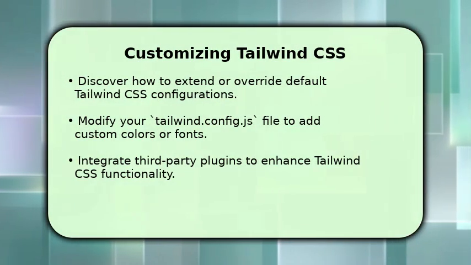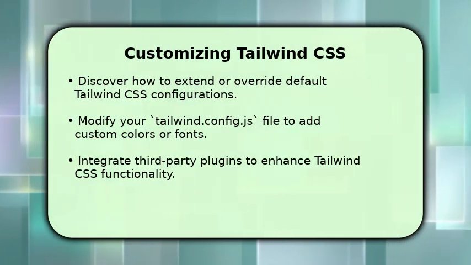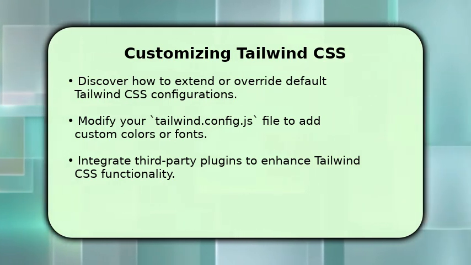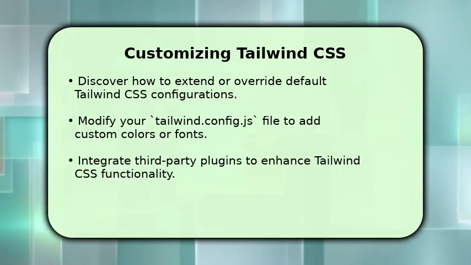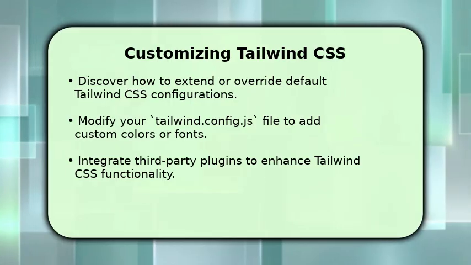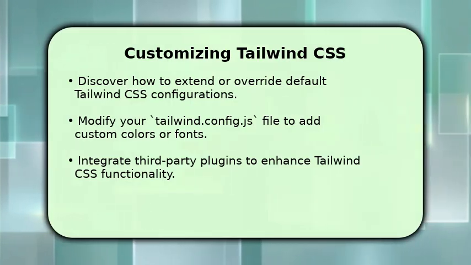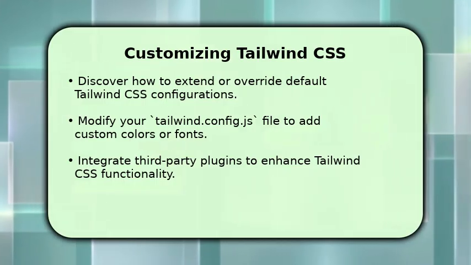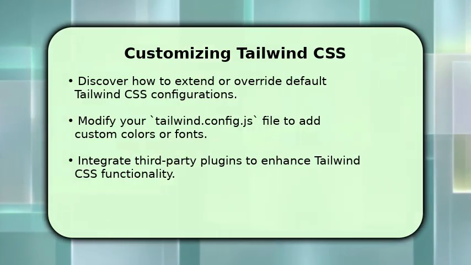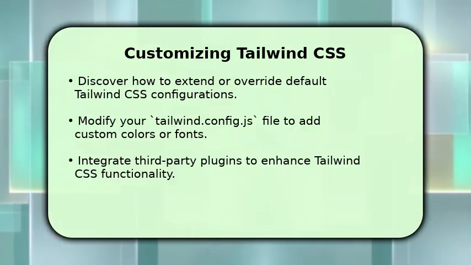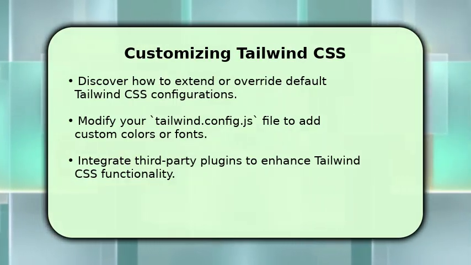Tailwind CSS is highly customizable. Learn how to extend its default configuration to match your project's specific design system. You can modify the Tailwind config JS file to add custom colors, font sizes, or spacing values. Additionally, explore integrating third-party plugins to add more advanced features or streamline your workflow, making your development process more efficient.